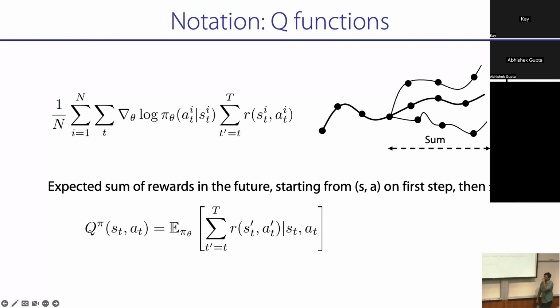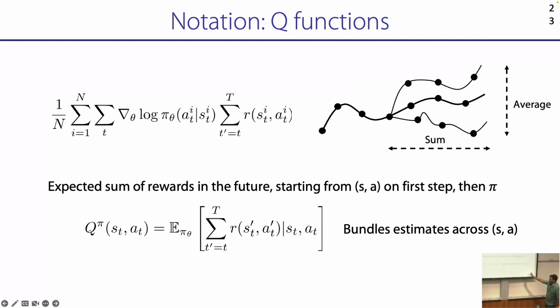And then we're going to substitute our Q function into policy gradient to make it lower variance and better. The Q function does what I was saying with function approximation. It bundles your estimate across different s and a. And so we're going to represent our Q function with some deep neural network or function approximator. That's what's going to let us lower the variance. Make sense?